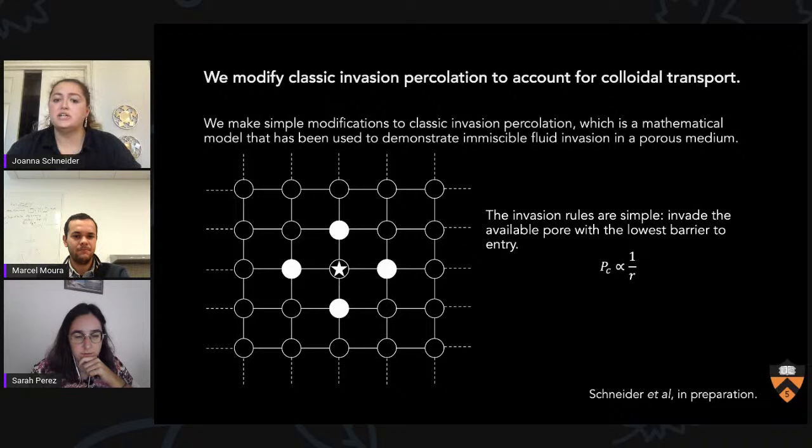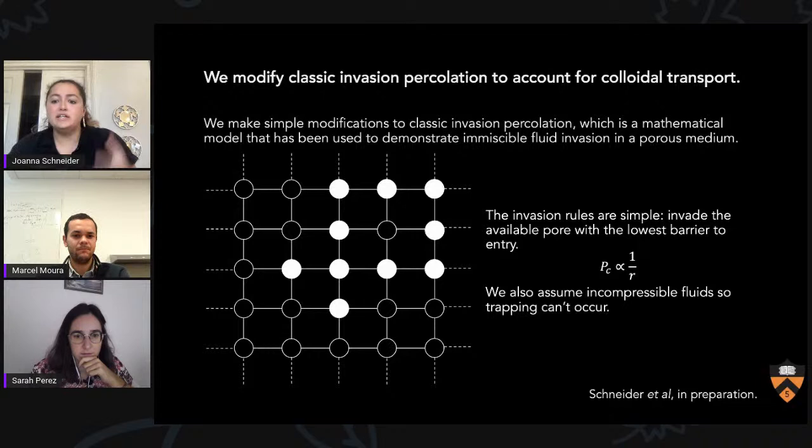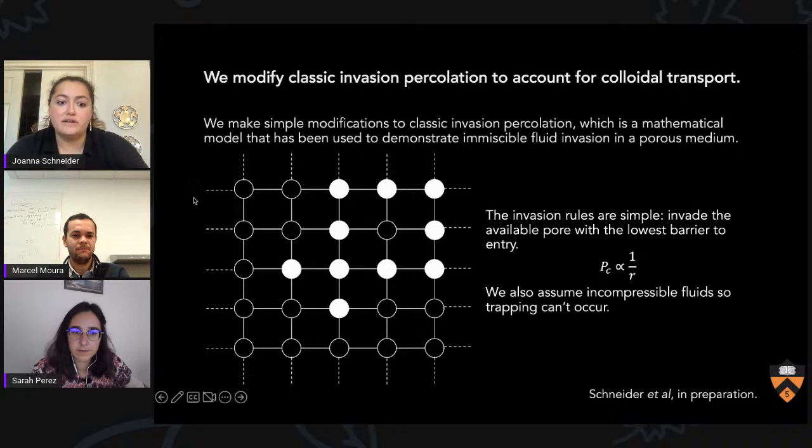The only other stipulation that we incorporate is fluid incompressibility, which means that each time the immiscible fluid moves forward, it's going to have to displace the fluid in its way. And so if there's nowhere for it to go, like here, it can't invade that pore. And this process is referred to as trapping.